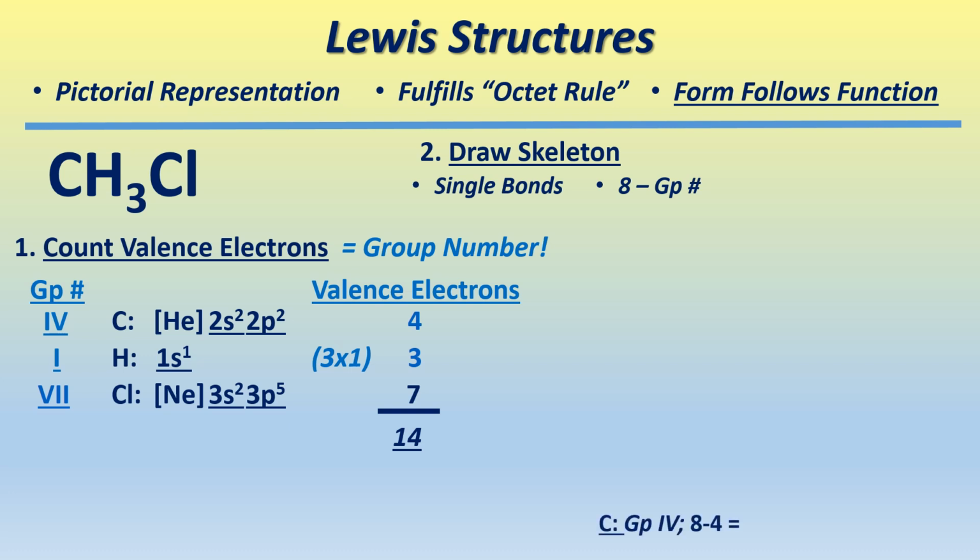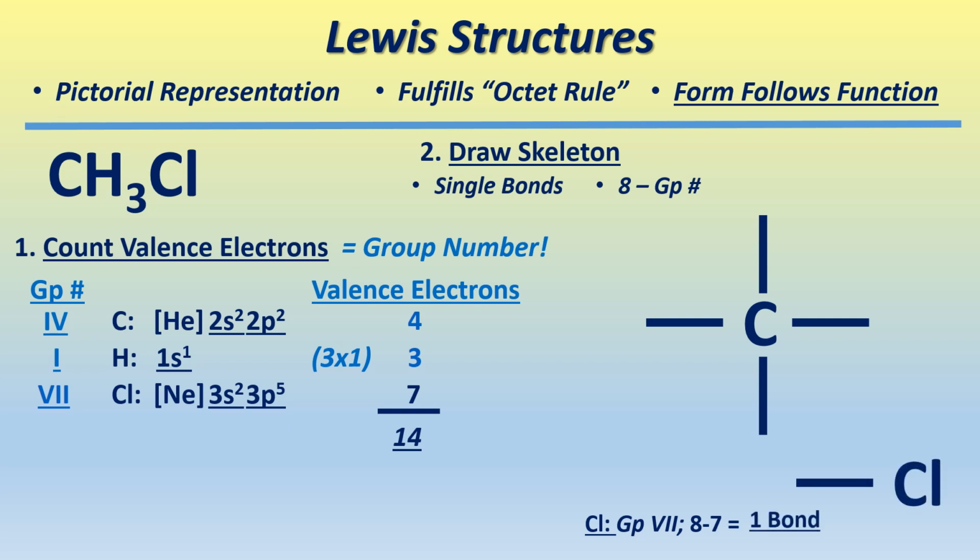So in this case, carbon in group 4, 8 minus 4 means carbon forms 4 bonds. Chlorine in group 7, 8 minus 7 means chlorine forms 1 bond. So therefore, one of those bonds will go from carbon to chlorine.